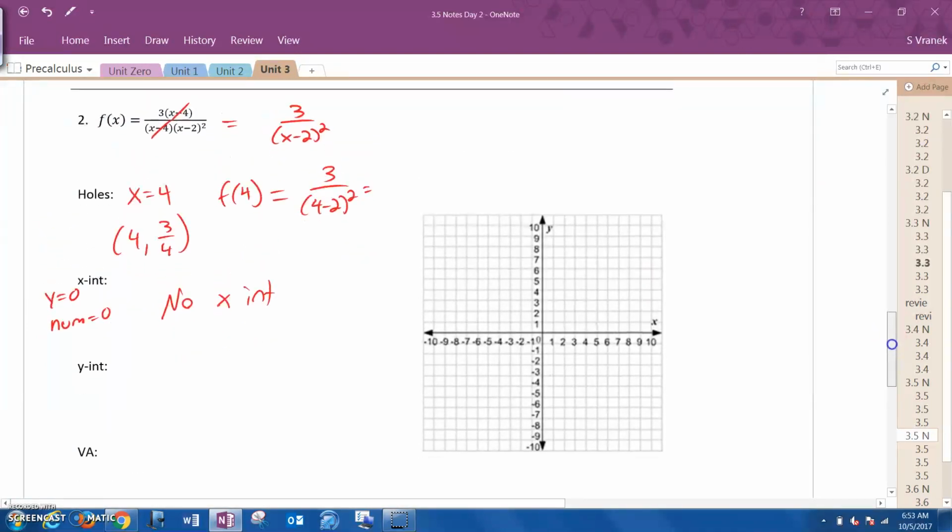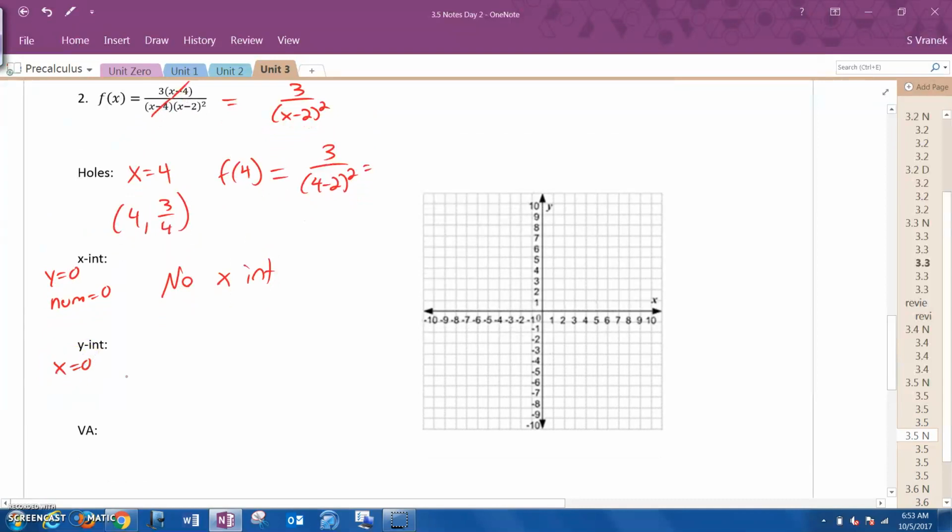Alright, the y-intercept is when we make x equal to 0. So when you solve for f of 0, you get 3 over negative 2 squared. This is actually very similar to the hole. You get 3/4. So our y-intercept is (0, 3/4).